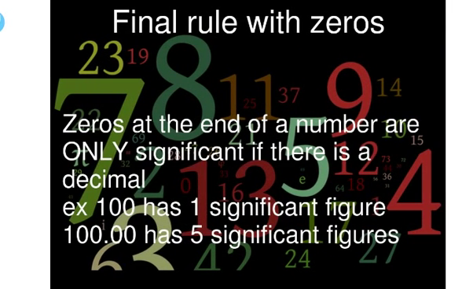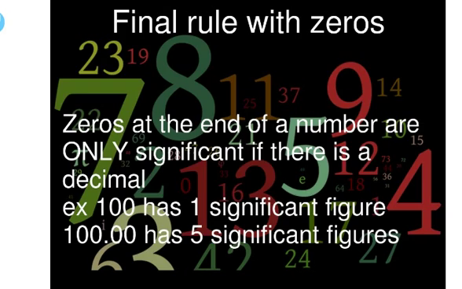Then our final rule with zeros is zeros that are at the end of a number. So far we've only looked at zeros in the beginning of a number. The end of a number is where it gets a little tricky, because there are certain conditions in which it can be significant and certain conditions where it's not significant. And they're only going to be significant if there is a decimal. So at the beginning of a number, it doesn't matter if there's a decimal or no decimal, although I don't know if we'd really write a number without a 0 in the beginning if there wasn't a decimal. But either way, zeros in the beginning of a number are never significant.